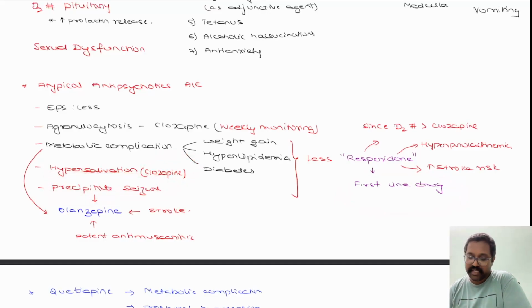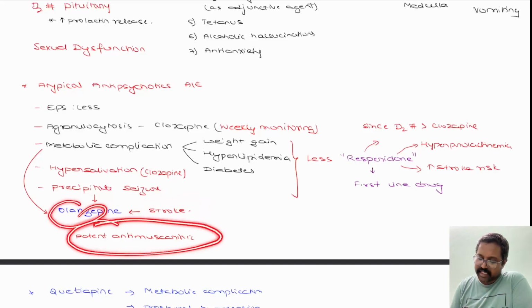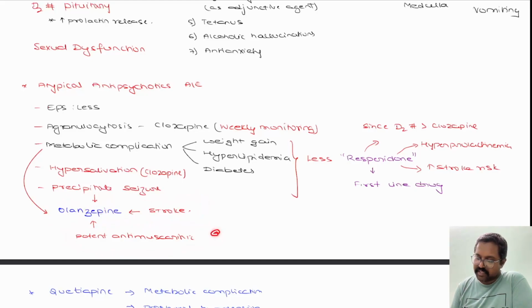Olanzapine will also have metabolic complications. Along with it, it also increases the risk of stroke. And olanzapine is a potent antimuscarinic agent, so you can expect the side effects which are related to antimuscarinic activity.